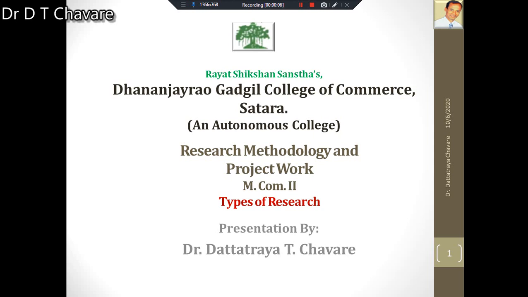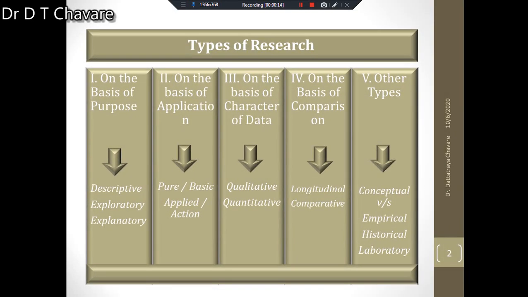Today's period, we have to study and know the different types of research. What are the types of research? Those types we have to study in detail. There are five types. Mainly, how many types are there? Five types of research are there, and we have to study those types here in detail.